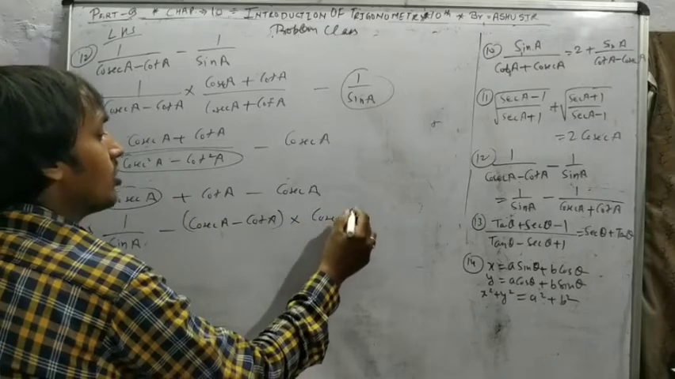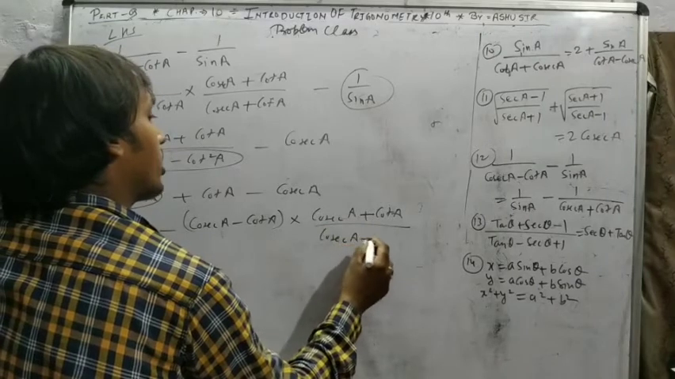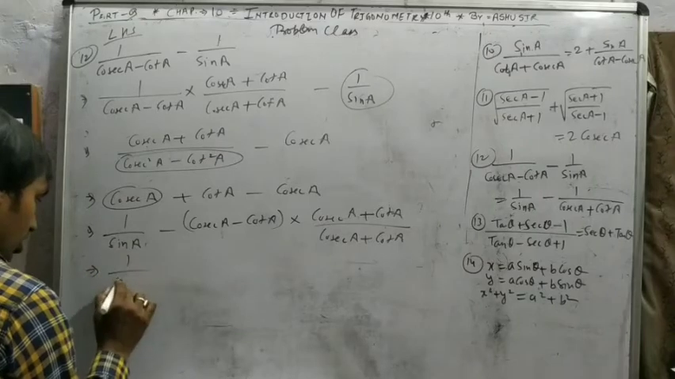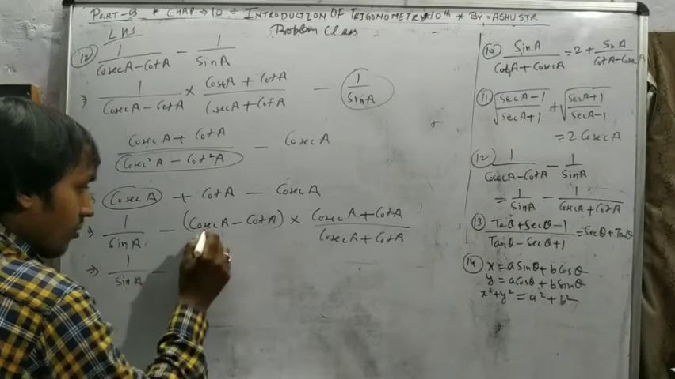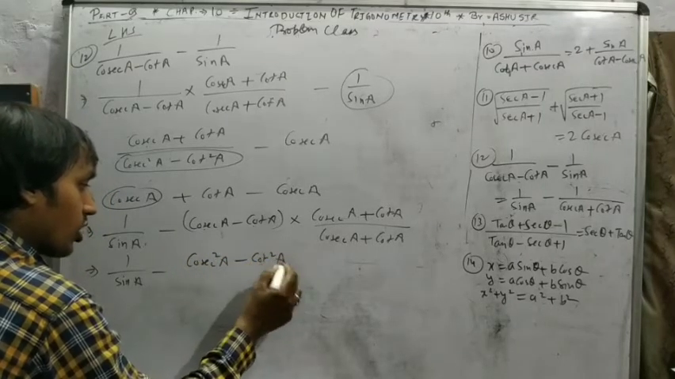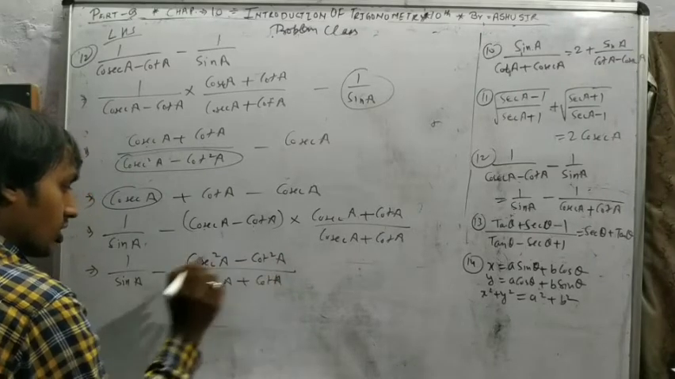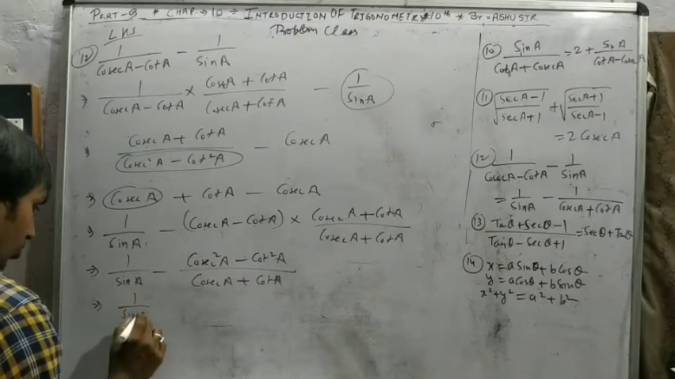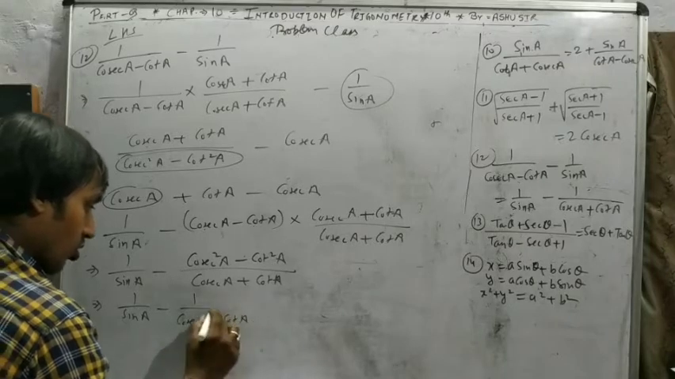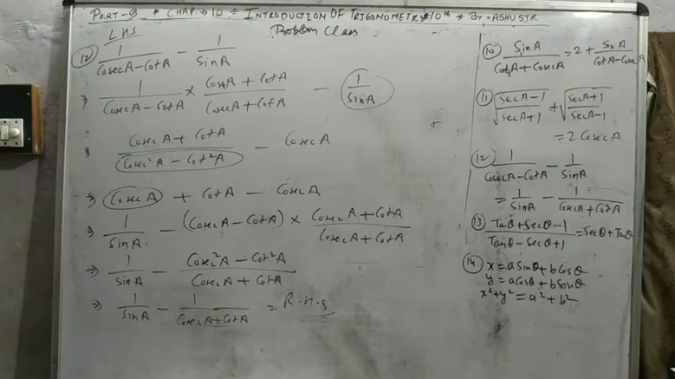So multiply and divide by cosec plus cot upon cosec plus cot. So 1 upon sin A is the same, minus is the same, A minus B, A plus B gives cosec square minus cot square. The denominator is the same, cosec plus cot. This is 1. So we get 1 upon sin A, 1 upon cosec A plus cot A, that is the RHS. Okay? Pause and note down.